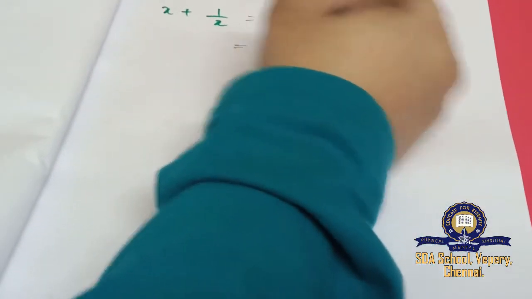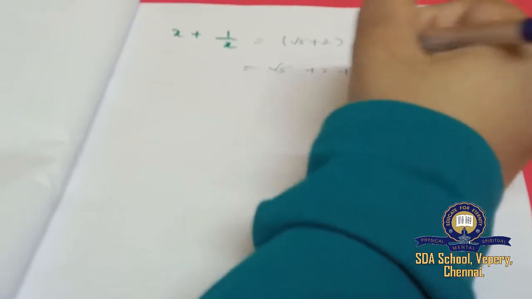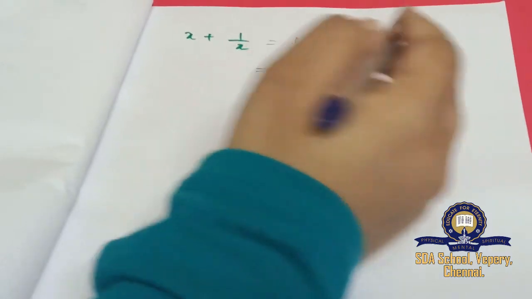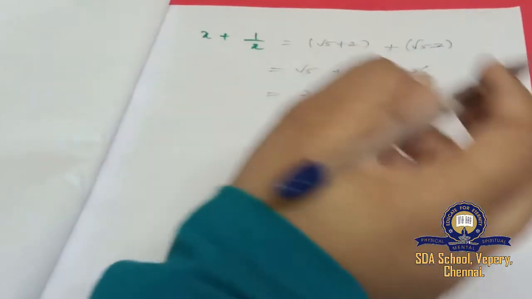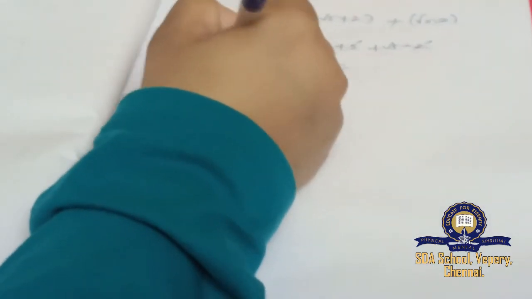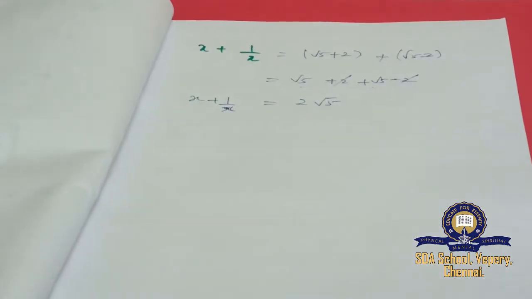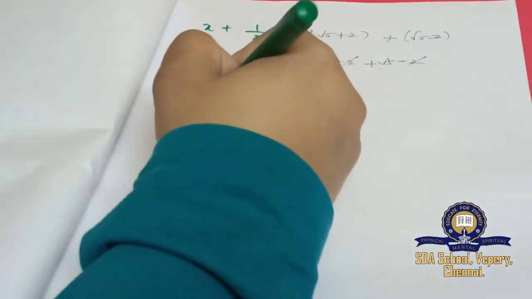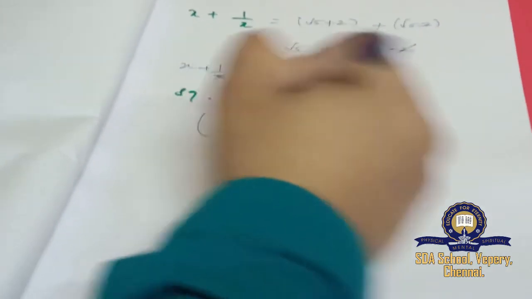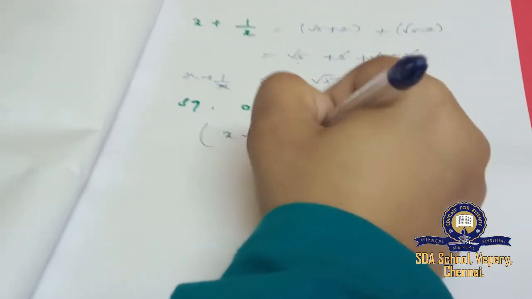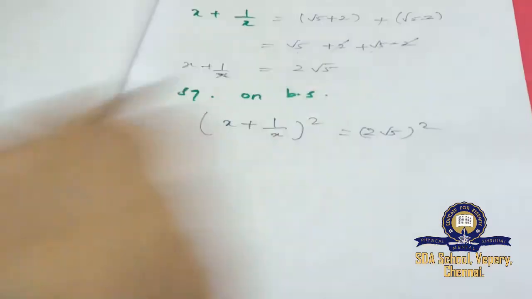Open up the bracket. Root 5 plus 2 plus root 5 minus 2. What will happen? Plus 2 minus 2 will get cancelled. I will be left with 2 root 5. Yes, understood till here? Now, x plus 1 by x is what? 2 root 5. Now, let me take squaring on both sides. What am I doing? Squaring on both sides. What will I get? x plus 1 by x the whole square equals 2 root 5 the whole square.